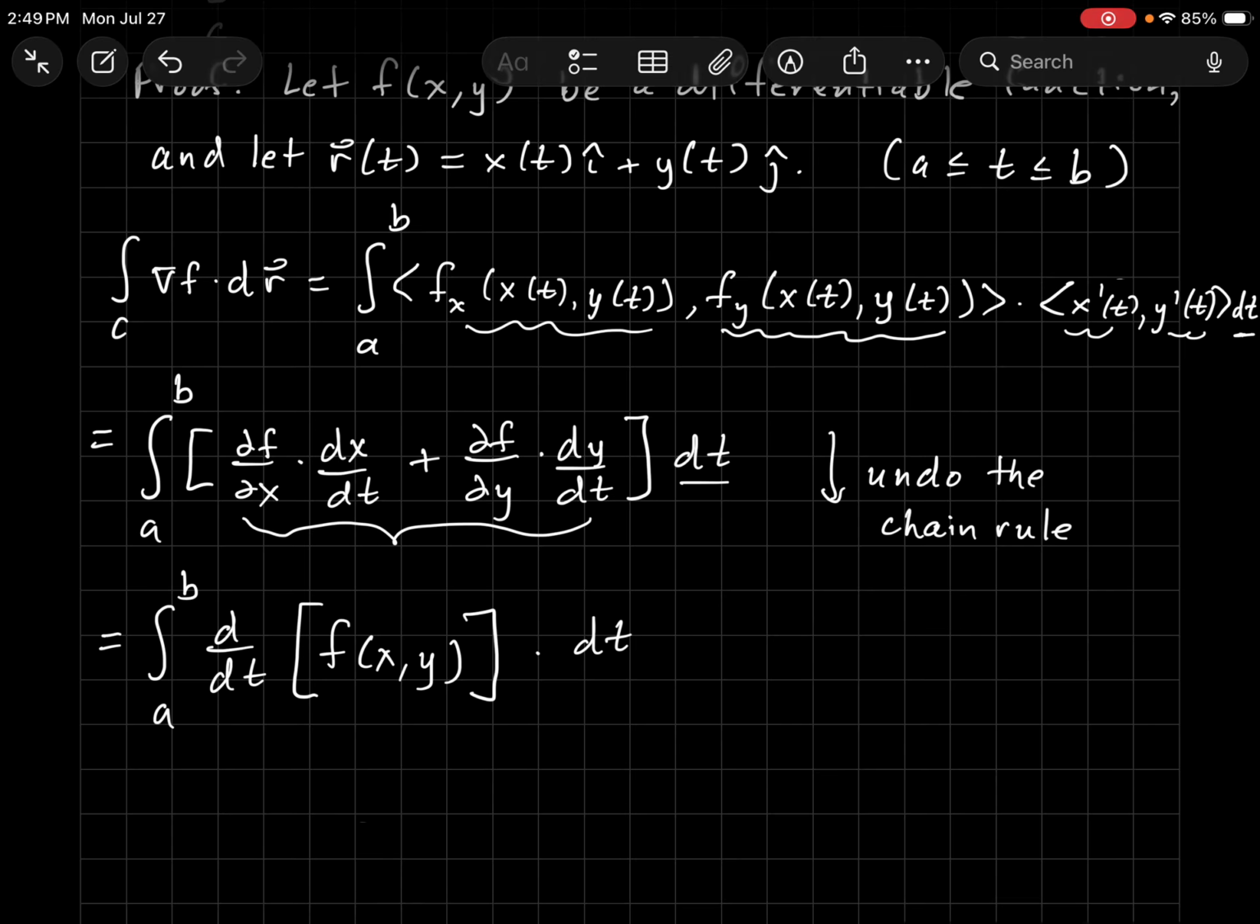Just like we did with single variable, we can cancel out these dt's. So what do we have? Well, we have the integral from a to b of the change of f of x y.